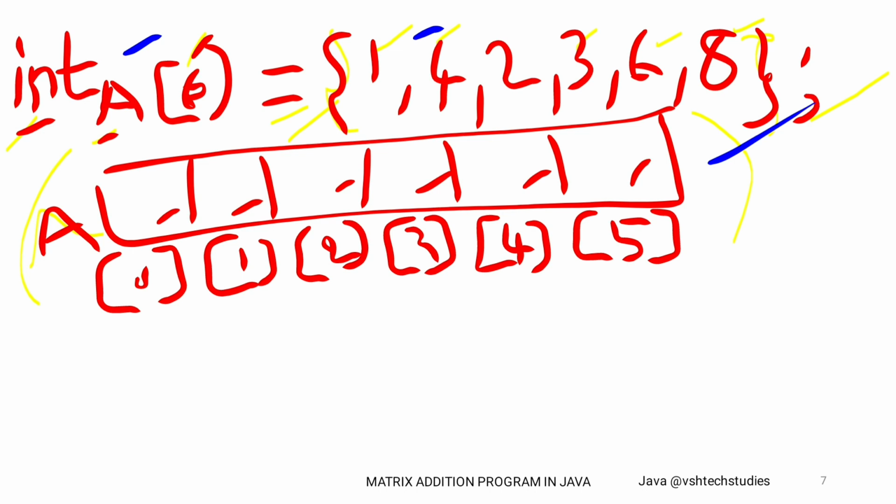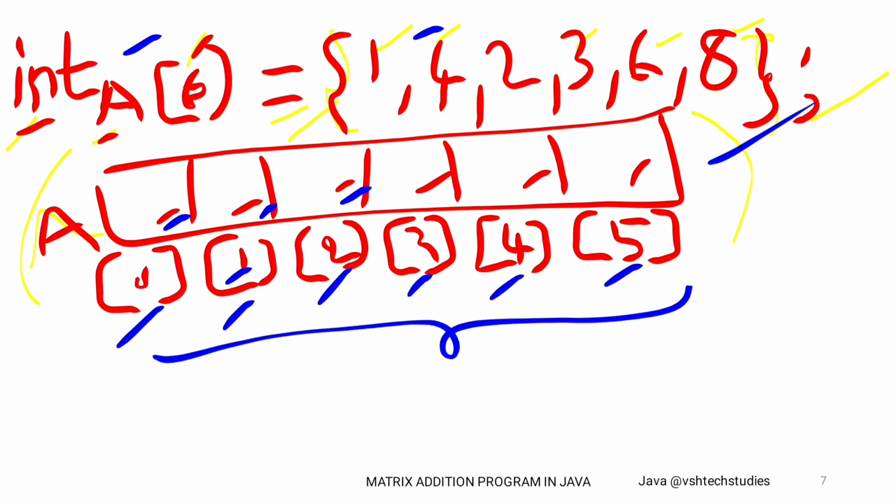Okay, which are the memory locations here? 6 memory locations. The first memory location is A of 0, means its index is 0. The second memory location index is 1. The third memory location index is 2. Then 3, 4, 5. So 0 to 5 are the indexes of the 6 memory locations in the array called A. So all the 6 memory locations will be in contiguous memory locations, right?